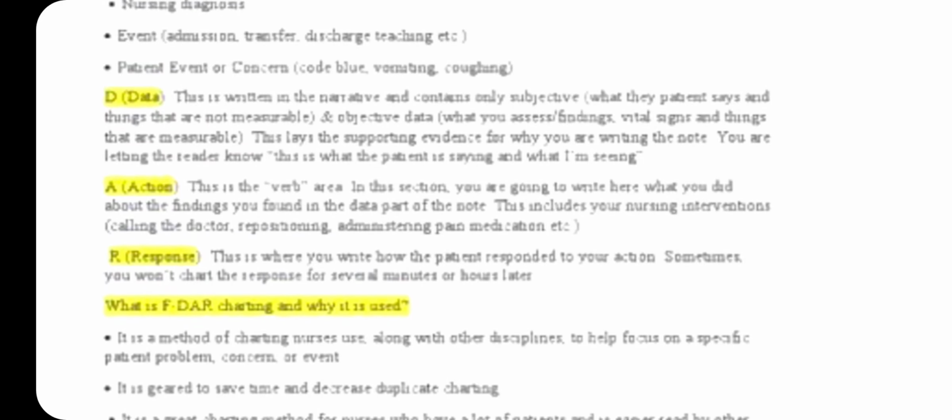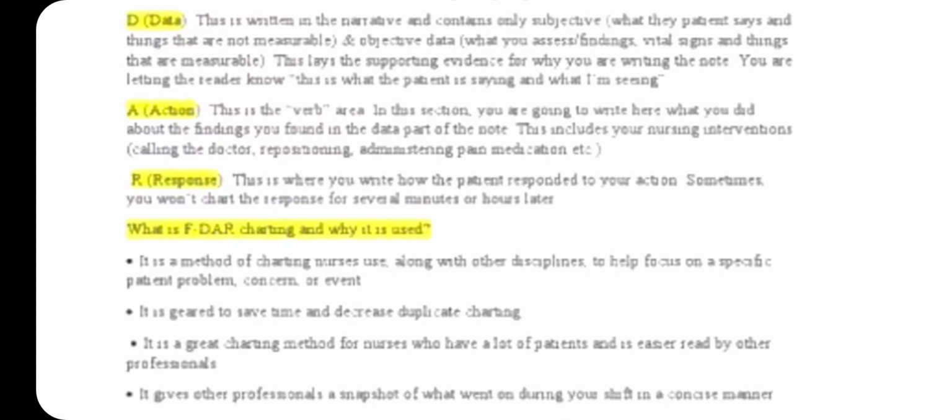And then the data, this is written in the narrative and contains only subjective, what the patient says, and objective data. So, ang laman po ng data na to is the objective and subjective data. Yung sinabi ng pasyente nyo and yung na-observe ninyo. So, this lays the supporting events or evidence for why you are writing the note.